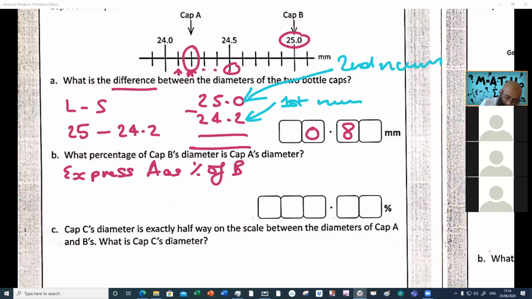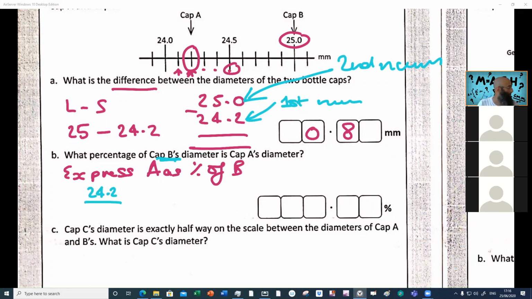25. Okay, so this expresses cap B's diameter. What percentage of B is A? So basically they're asking us to express A as a percentage of B. Literally that's what they're saying, but they've worded it slightly differently. So A is 24.2. That's the A measurement.